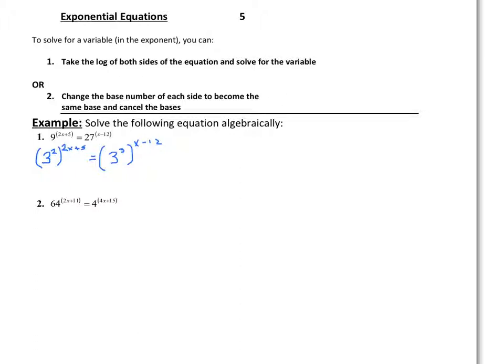So if I figure out my exponents, because my bases are the same, that means my exponents would have to equal each other. So 2 times 2x plus 5, because a power raised to a power you multiply your exponent. And then 3 times x minus 12. So I'd have to distribute. So I have 4x plus 10 equals 3x minus 36.